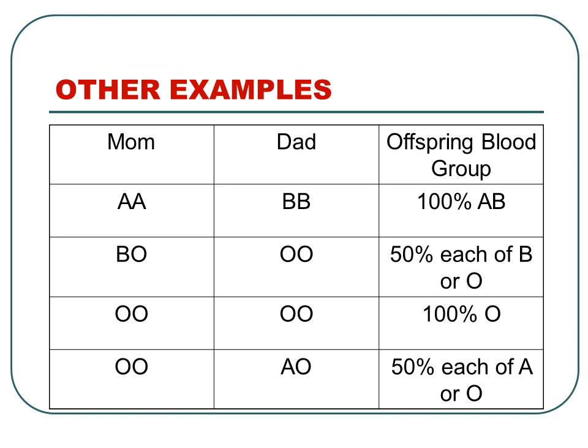Other examples are AA and BB. When you cross them, you have an offspring 100% AB. BO and OO will give us 50% each of B or O. OO and OO will give us 100% O, and OO and AO will give us 50% each of A or O.